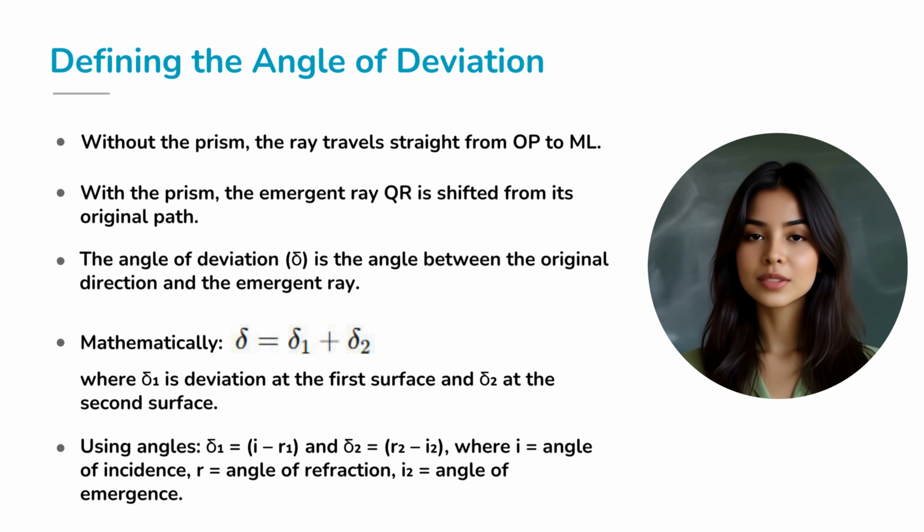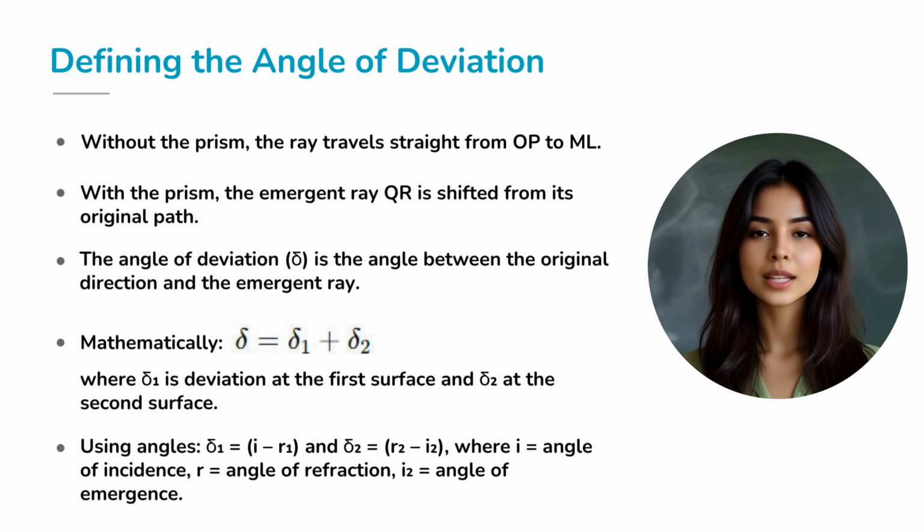The first is the deviation at the first surface, delta 1, which equals the angle of incidence minus the angle of refraction, written as delta 1 equals I minus R1. The second is the deviation at the second surface, delta 2, which equals the angle of refraction at that surface minus the angle of emergence, written as delta 2 equals R2 minus I2.